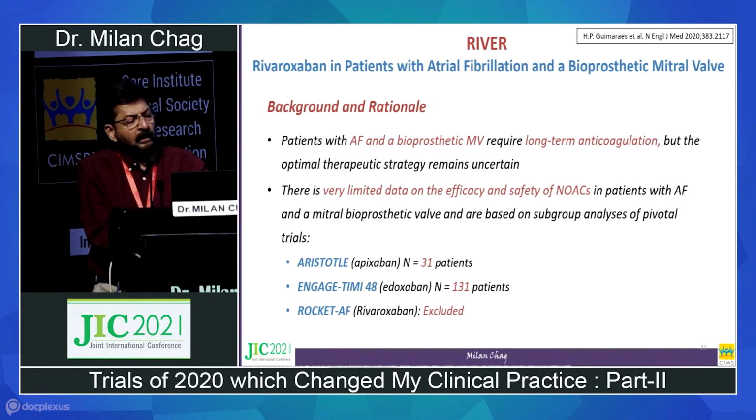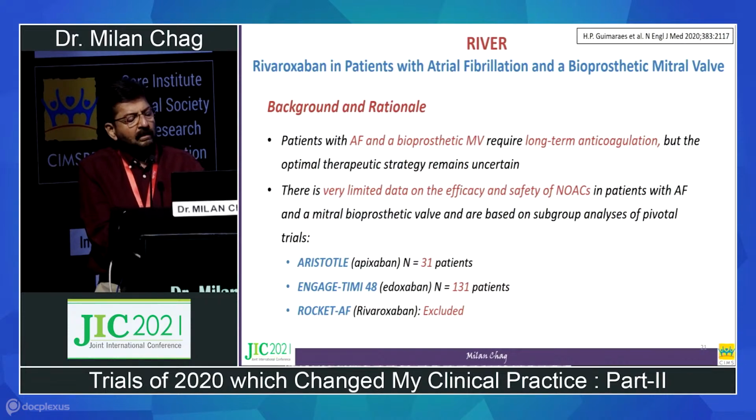What about RIVER trial? It was rivaroxaban in patients with atrial fibrillation and bioprosthetic mitral valve. See, when you have got mechanical valve, warfarin is the only drug which has to be used for life. But if patient has bioprosthetic valve, then you have got choice. If patient is in sinus rhythm, you give just aspirin only, so that is fine. But if patient has AF, again you have to give anticoagulant. Now, whether to give warfarin or NOAC, that was the question which was studied here.